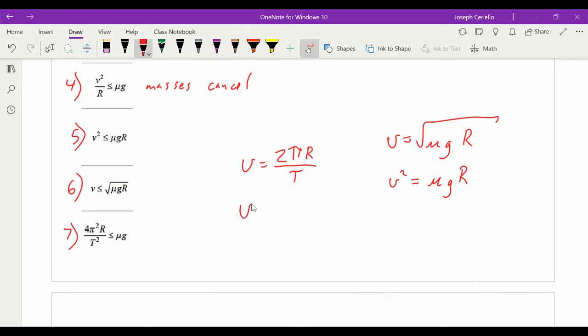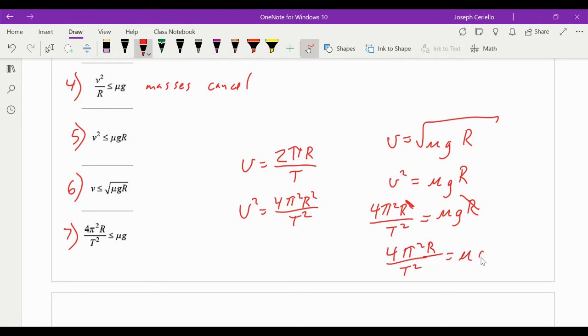So v squared, just to show you, v squared is equal to 4 pi squared r squared over T squared. So 4 pi squared r squared over T squared equals mu g r. One of these r's cancels with one of these r's, so I'm left with 4 pi squared r over T squared equals mu g. Sorry about that. This should be an inequality. I get in that bad habit of making it an equality where it really isn't, because it's force of static friction. It's only an equality at the maximum point.